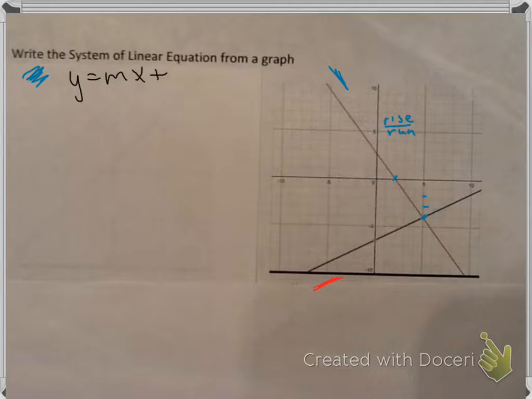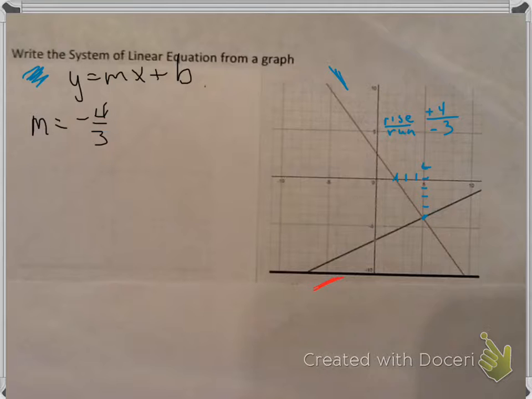So I go up 1, 2, 3, 4, so I went up 4, that's a positive 4. And I go to the left, which is going to be a negative 1, 2, 3, so it's a negative 3. So my slope for the blue line is a negative 4/3, and we're going to write that down. The slope for the blue line is a negative 4/3.